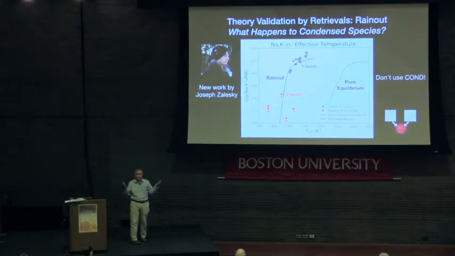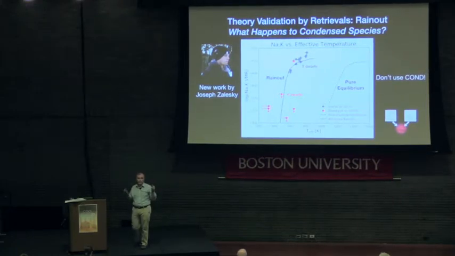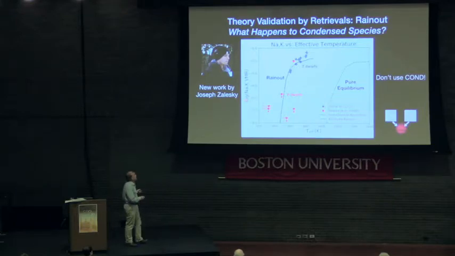What about a case where the retrievals have validated the ideas from the forward models? In the forward modeling, you have to make a decision of how you treat the rainout of grains. Do you leave grains in chemical equilibrium with the gas, or once you form a grain, do you settle it out of the atmosphere and remove it from the chemistry? The sodium and potassium are great for that.